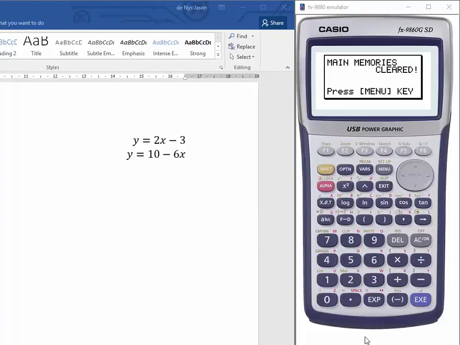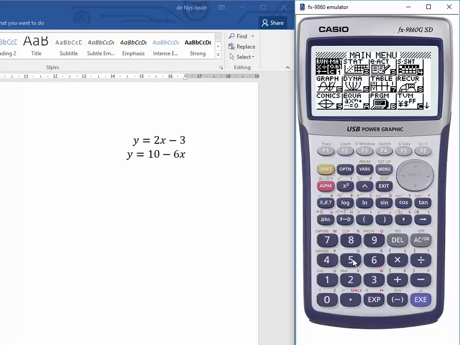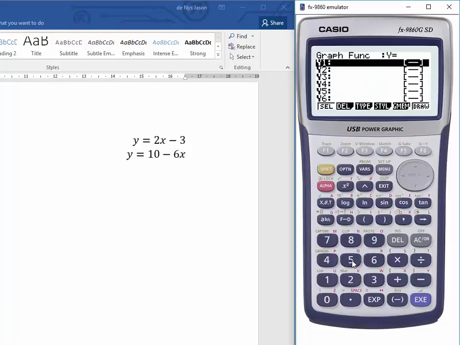I'm going to show you how to use the calculator to solve simultaneous linear equations. So I've got two simultaneous linear equations here, y equals 2x take 3 and y equals 10 minus 6x. On the graphics calculator, go into the menu and choose graph, which is number 5.